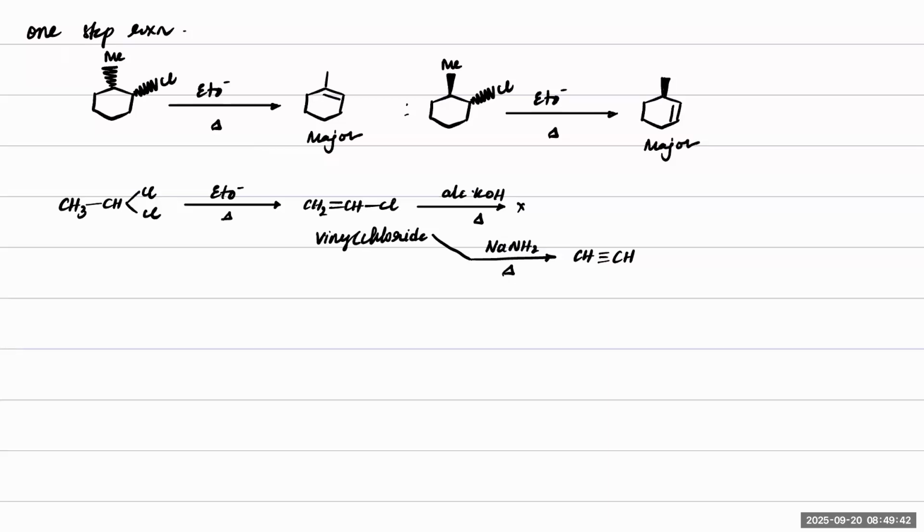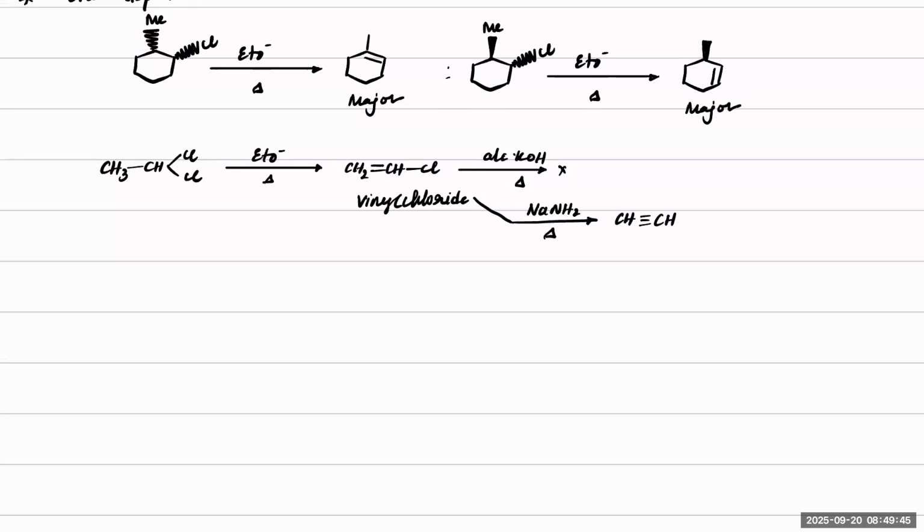Next, these are all E2 reactions. But suppose I have a group like this, wherein I have OH here and double bond O here, and you know that OH, OMe, fluorine, PhO, SR, NH2, NR2 are extremely poor leaving groups.